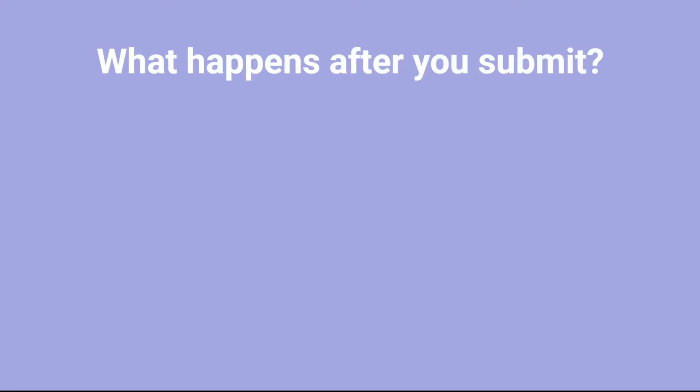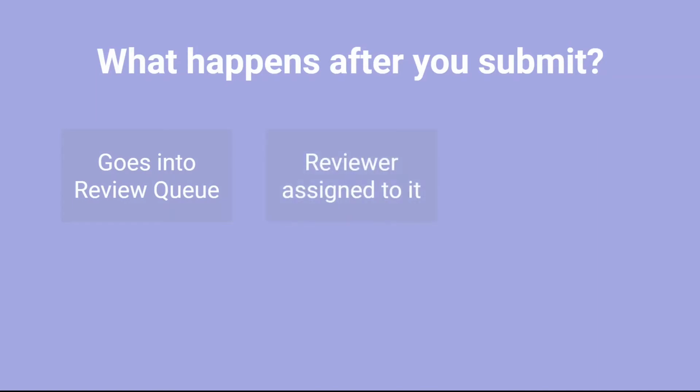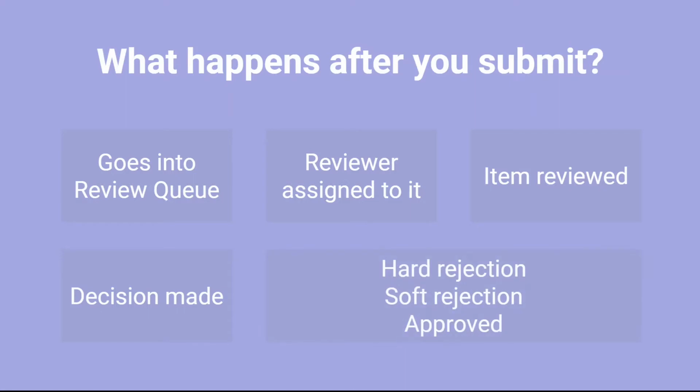Okay, so you've done all that, you've submitted. What happens next? Now, most of you will know this already. It goes into the review queue. A reviewer is assigned to it once it reaches the top. The item's reviewed and a decision is made. And that decision will be either a hard rejection, a soft rejection, or approved.